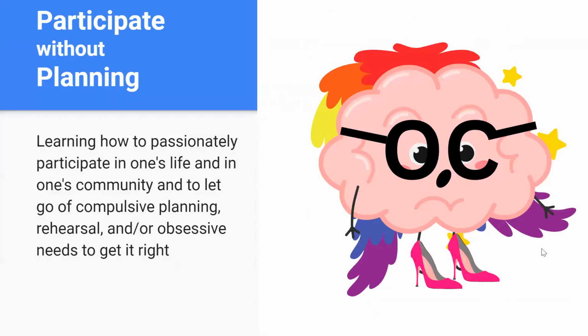So here's the OC brain practicing participating without planning, which is learning how to passionately participate in one's life and in one's community, and to let go of compulsive planning, rehearsal, and/or obsessive needs to get it right.